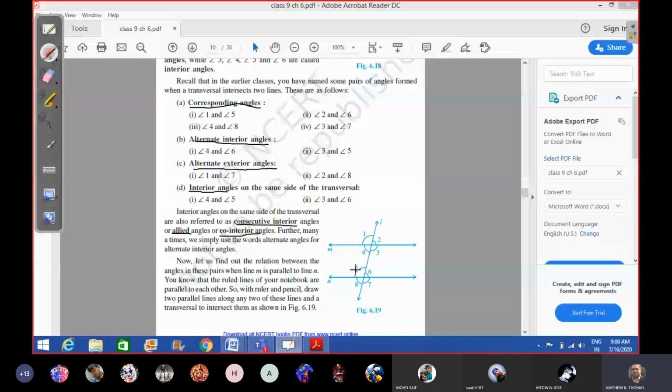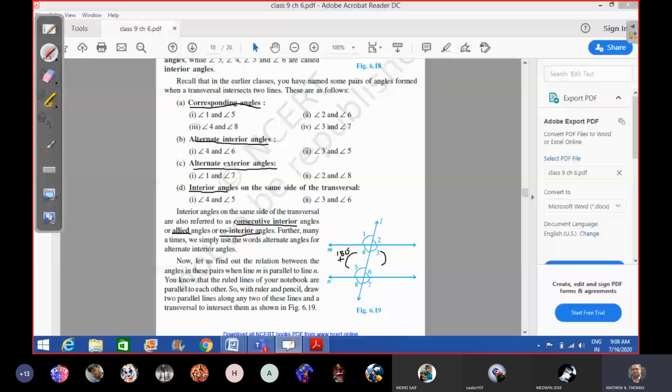So 4 and 5, when I add them, what will happen? The total will be 180 degrees. In the same way, when I add angle 3 and angle 6, whatever the angles are, it could be 110 and 70, it could be 30 and 150, whatever it is, but the total will always be 180 degrees.